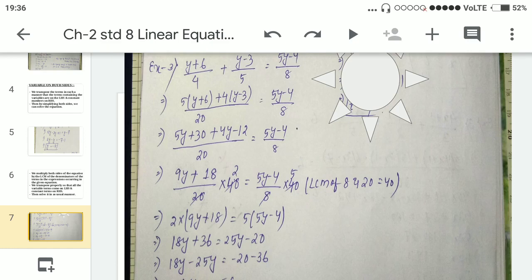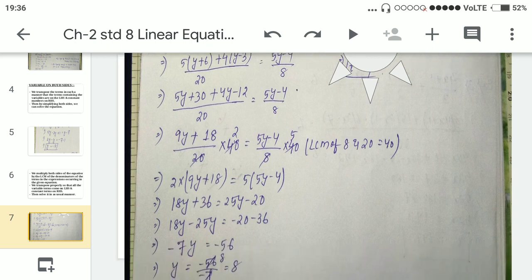Just take the LCM of 20 and 8, and you know the LCM of 20 and 8 is 40. So simply you can multiply this 40 on both sides, or else here you can do another thing, that you can do the cross multiplication. That means 8 into 9y plus 18 and 20 into 5y minus 4. In that way also you can solve it.